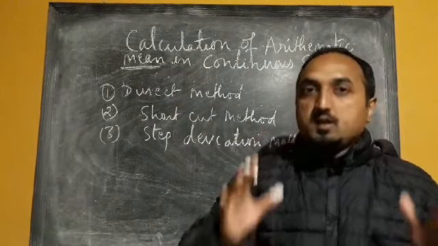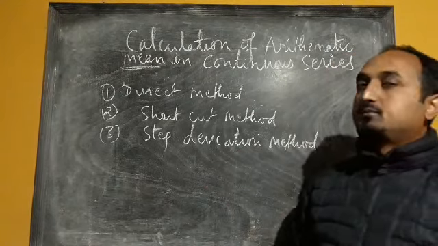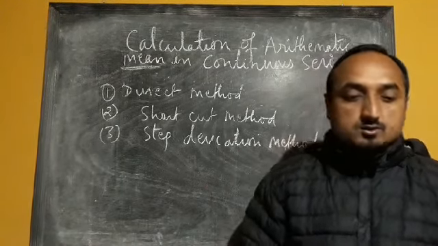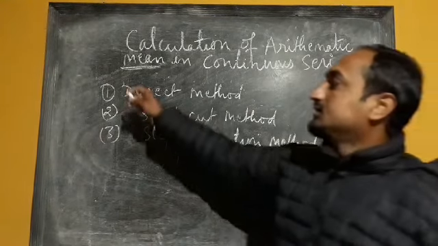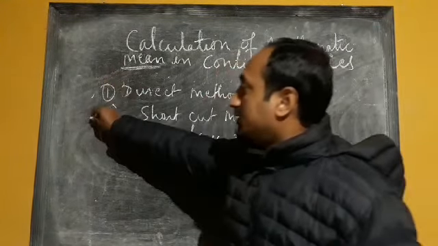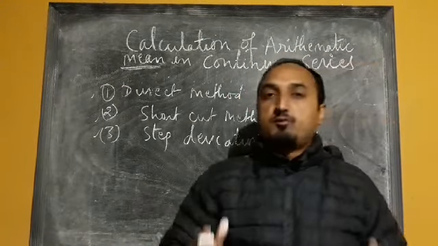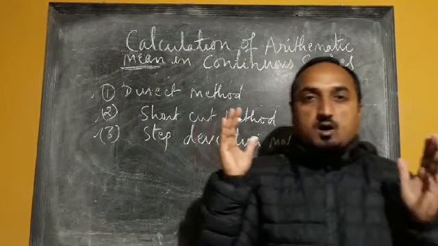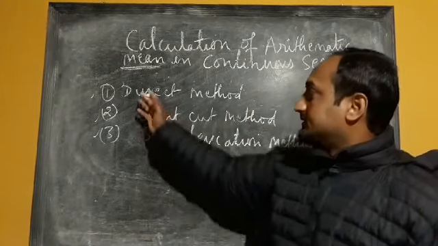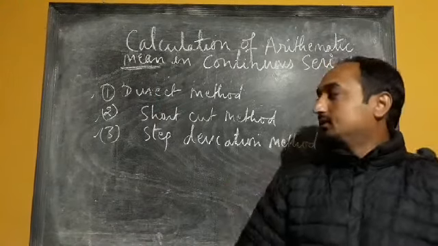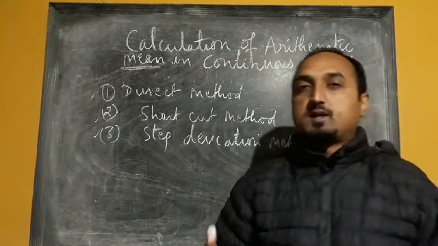You can follow any one of the methods to solve and find out the value of this arithmetic mean. So I will solve one question by using this direct method, shortcut method and step deviation method. Whichever method you feel is easy, you will follow that method, whether it is a direct method or shortcut method or step deviation method.